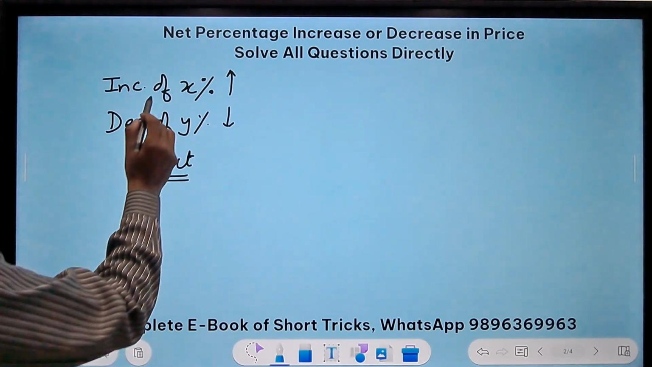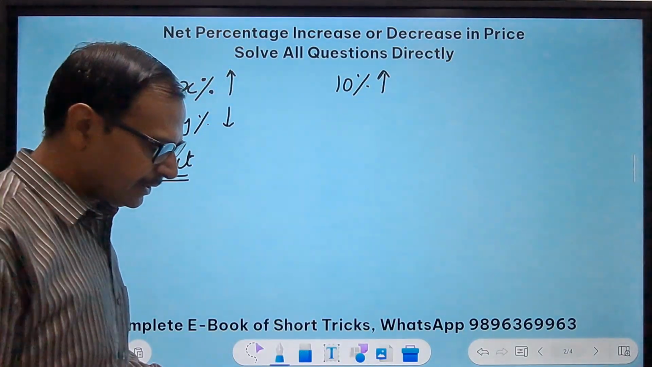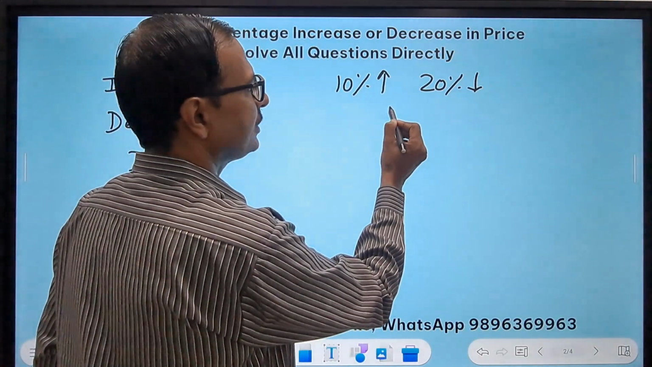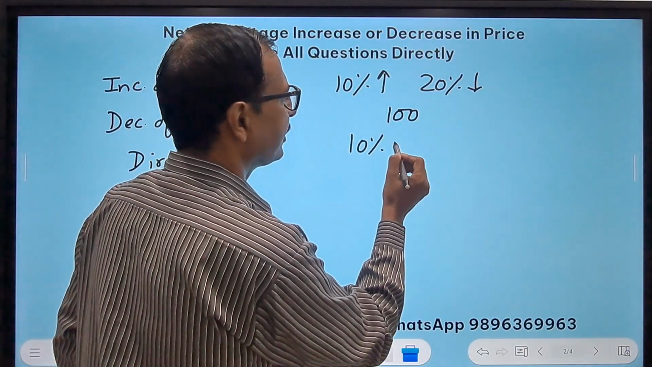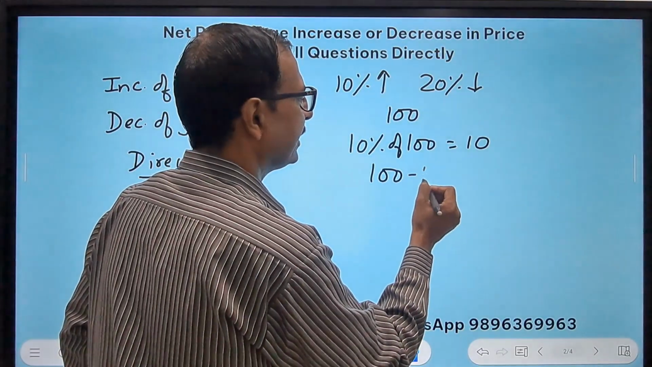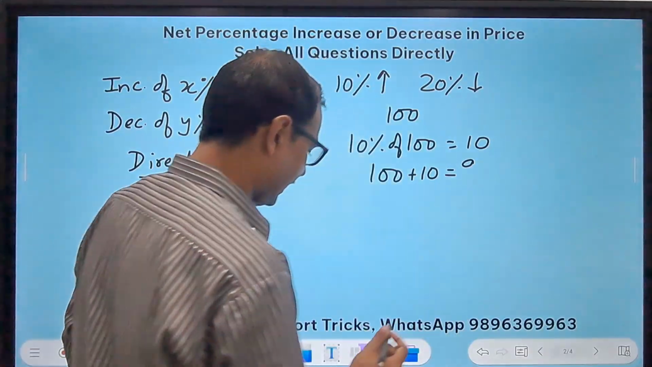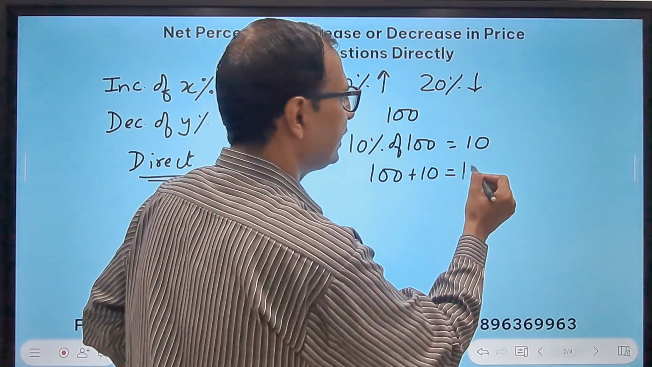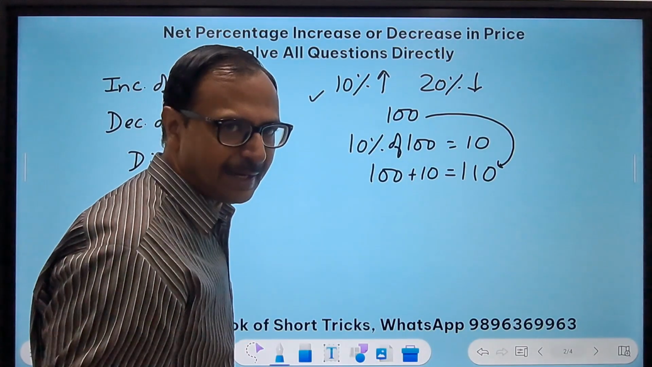So let's take the value of x as say 10%. So 10% increase first, and second one is 20% decrease. If I assume the original price as 100, then 10% of 100 will be 10, and so the price will become 100 plus 10. This is 110. So after the first increase of 10%, 100 becomes 110.